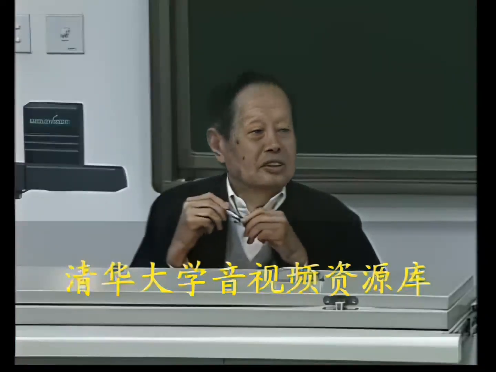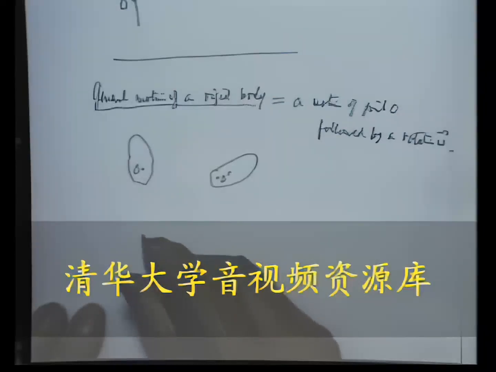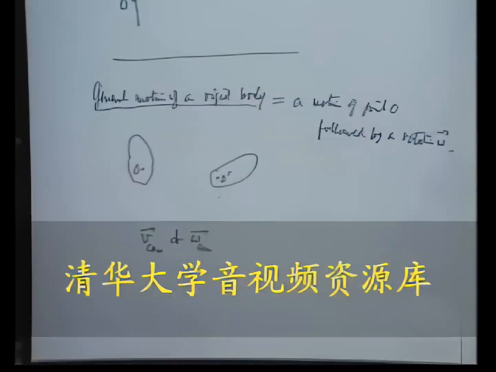That means we have, in general, a velocity of the center of mass and an omega around the center of mass. So the motion of a rigid body is now specified by two vectors.